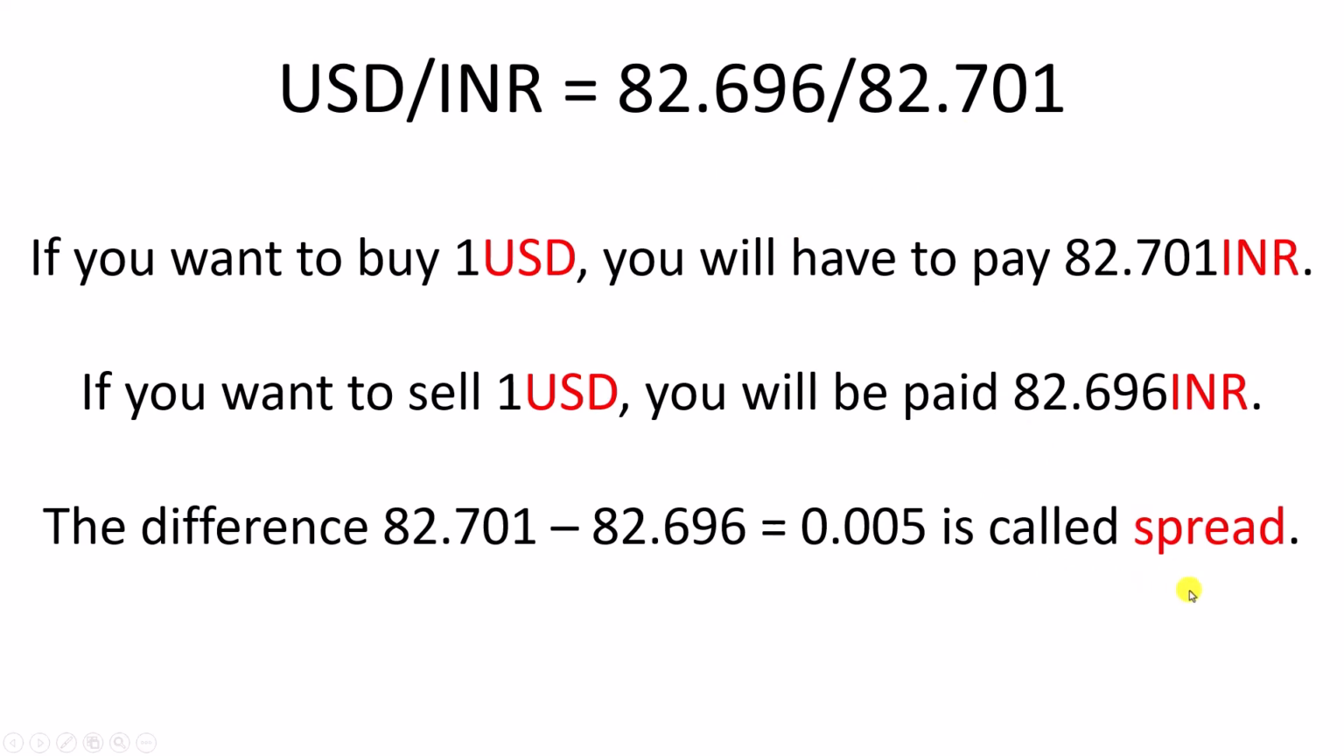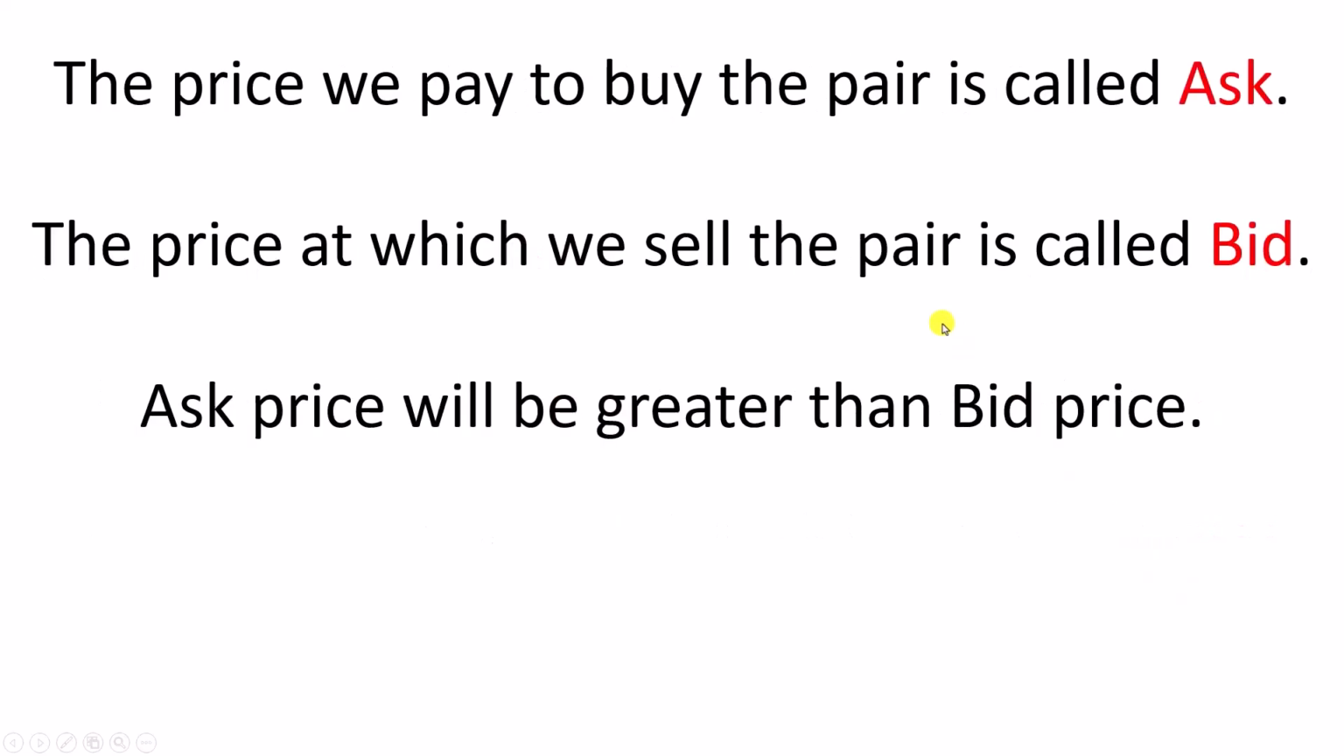Alright, I hope it is clear. Now let me give you a few more examples. The price we pay to buy the pair is called the ask price. Remember this. The price we pay to buy the pair. Which pair? Any pair. The price we pay to buy the pair is called the ask price, whereas the price at which we sell the pair is called the bid price.